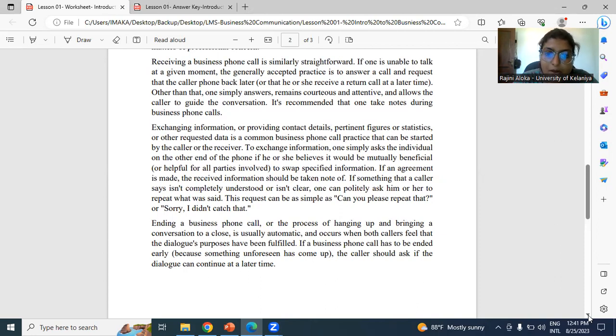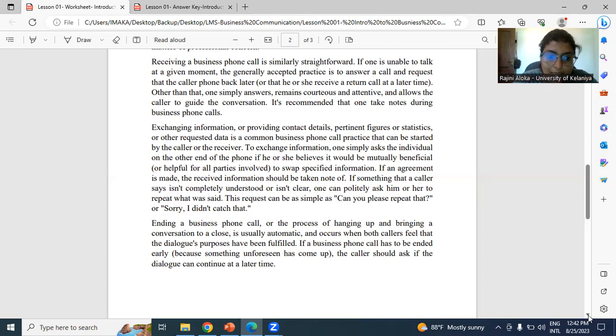Exchanging information or providing contact details, pertinent figures or statistics, or other requested data is a common business phone call practice that can be started by the caller or the receiver. To exchange information, one simply asks the individual on the other end of the phone if he or she believes it would be mutually beneficial or helpful for all parties involved to swap specified information. If an agreement is made, the received information should be taken note of.